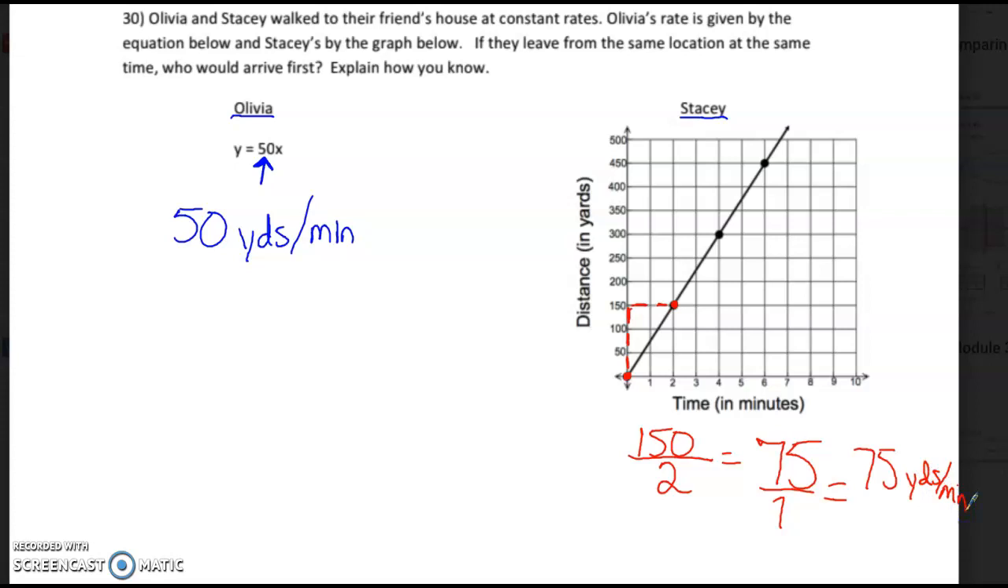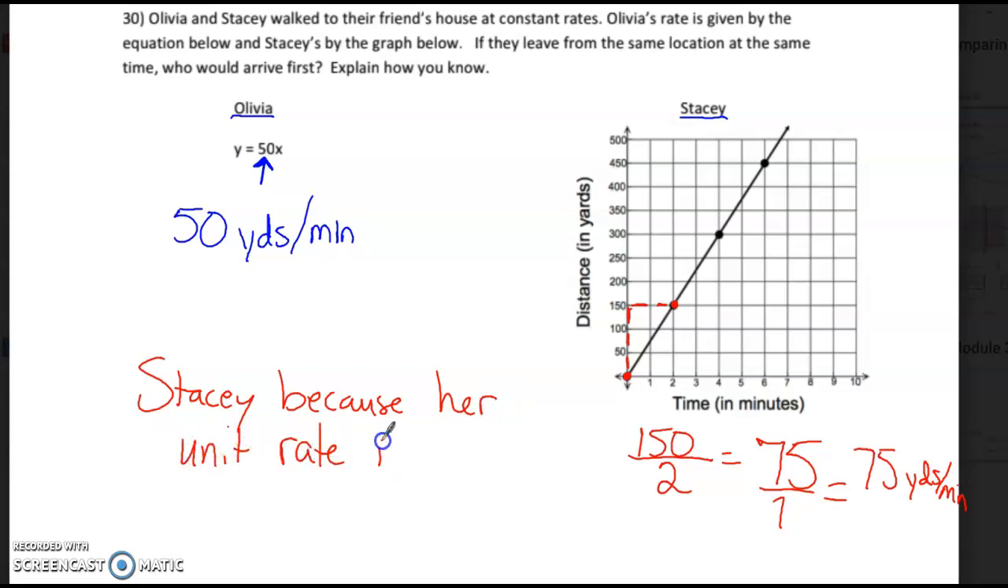Now, comparing those two, because we want to know who's going to get there faster, when I look at Stacy's slope, her unit rate, she is traveling faster. So Stacy's going to get there first because her unit rate is faster.